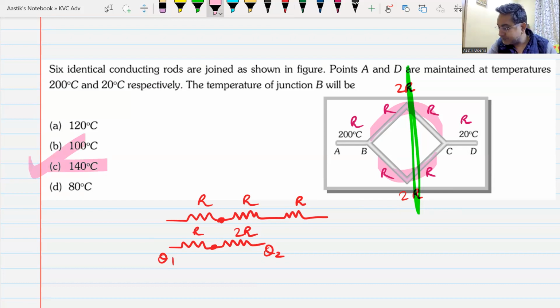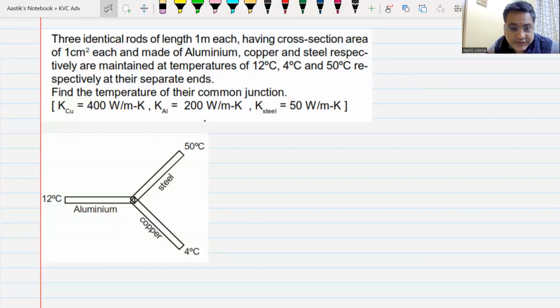Then comes this one, and I hope you can solve this one also. Three rods, aluminum, steel, and copper, are joined in this way. The end of the aluminum rod is 12 degrees Celsius. The end of the steel rod is 50 degrees Celsius. The end of the copper rod is 4 degrees Celsius. You have to find the temperature of the common junction. I'll give you 2 minutes to give me the answer.